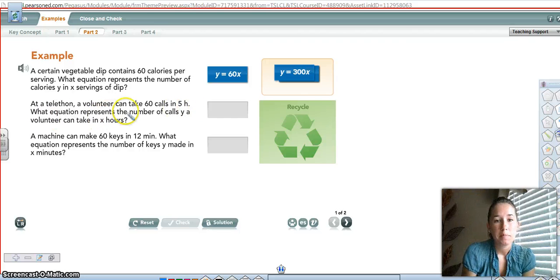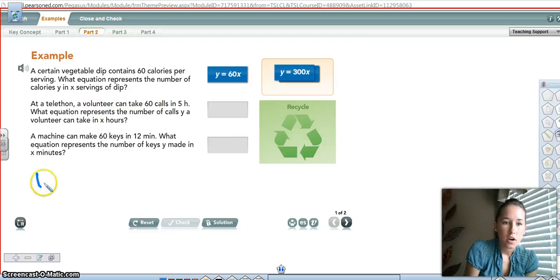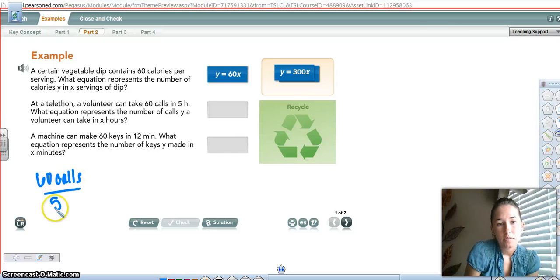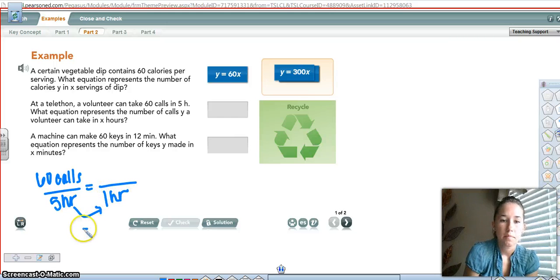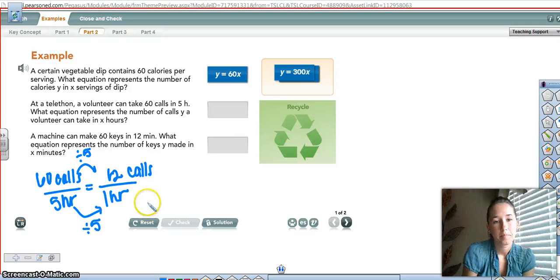What equation represents the number of calls y a volunteer can take in x hours? 60 calls, 5 hours. What's the unit rate? If we find the unit rate, we find the constant of proportionality. That would be 12 calls per hour.